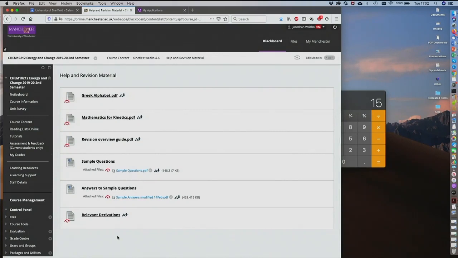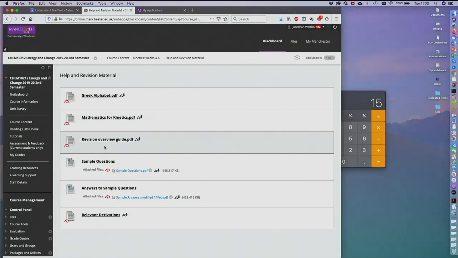But down in this section, there's a few help me files, so one Greek alphabet, Greek letters, of course, get used a lot in chemistry. Basic mathematics that you might need to know that underpin what I'm going to talk about. Then the third one is this revision overview guide. So this is basically a lookup, it's like 2 pages of lookup of what the principally important aspects of what I'm going to teach are. And down below that there are some sample questions.